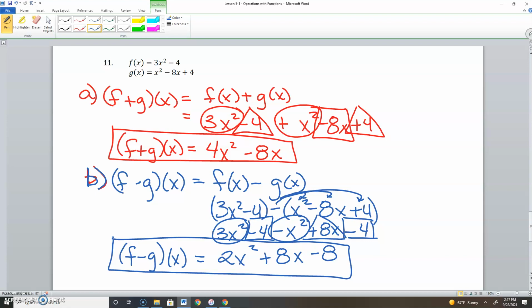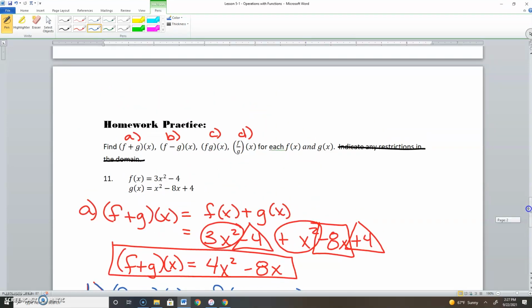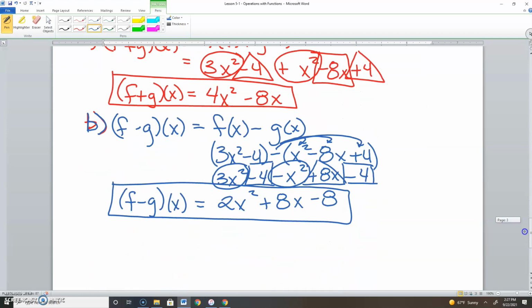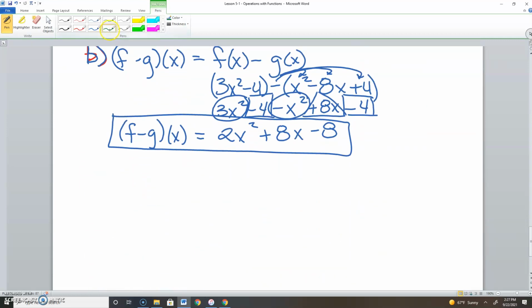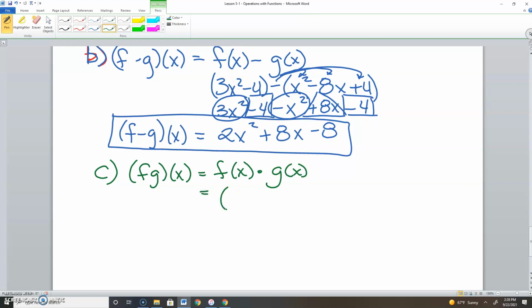So we have done part A. We have done part B. So then next you guys have your part C and your part D. Okay, part C, if we look back up, is going to be the f times g of x, and then D is f divided by g of x. So for C, we've got fg of x, which is really just our f of x times our g of x. Okay, so my f of x is 3x squared minus 4 times x squared minus 8x plus 4.